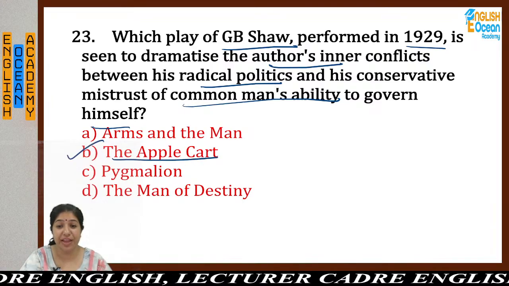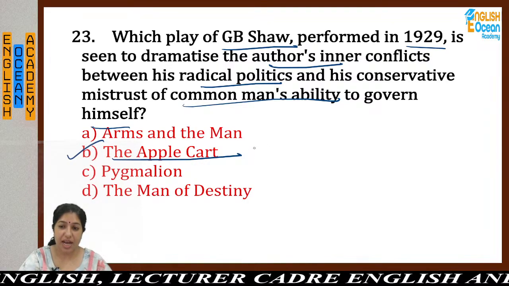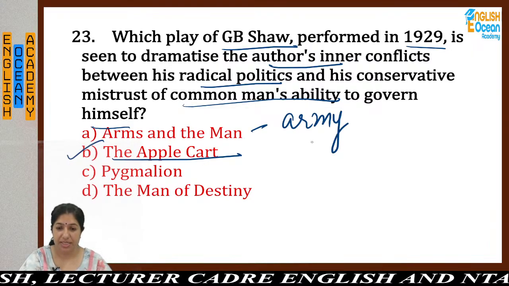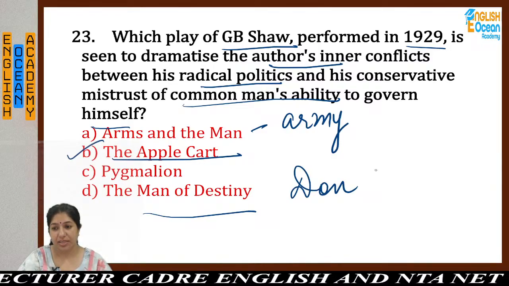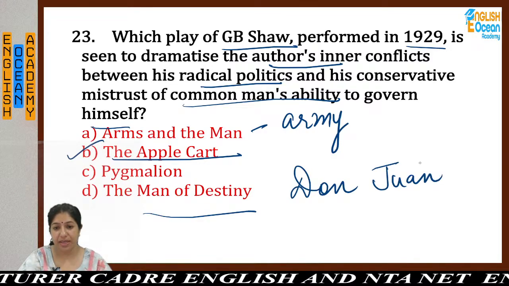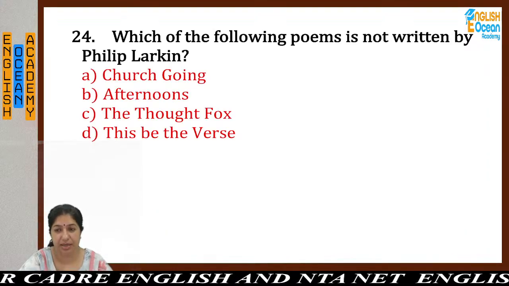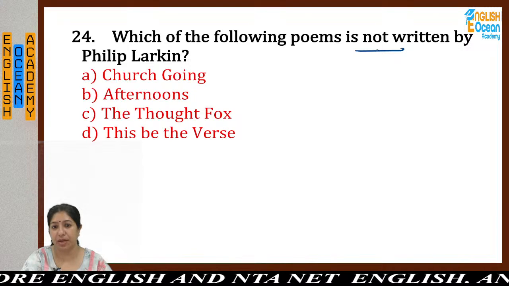Politics is only in Apple Cart among these. Arms and the Man is about soldiers, about the army. Man of Destiny has a Don Juan theme. Pygmalion is totally different, so it is Apple Cart. Which of the following poems is not written by Philip Larkin?